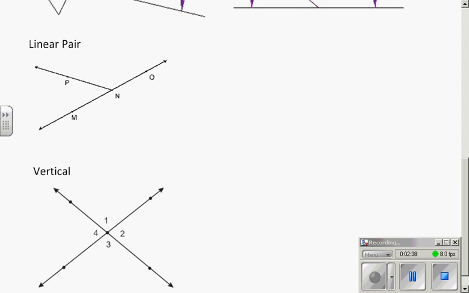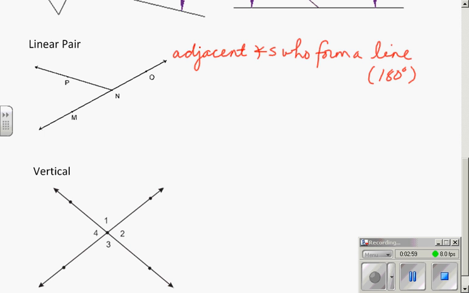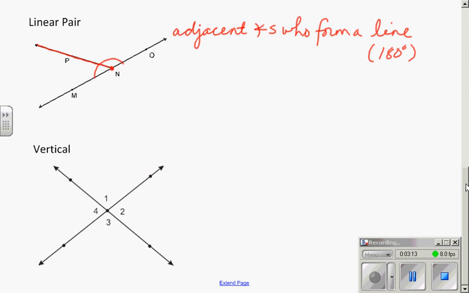Now, linear pair is a very powerful definition because this is a special case of adjacent. It is adjacent angles who form a line, which means they add up to 180. And you can see that they share the common side of NP, but that they are indeed a straight angle. So they add up to 180. Again, something that you can turn from words or a picture into an equation.